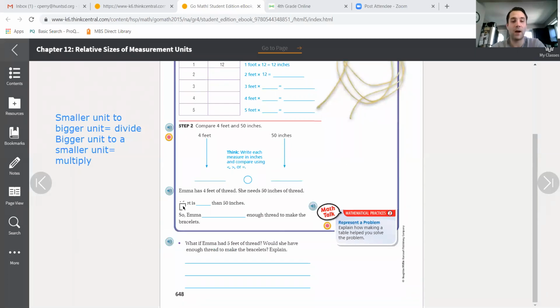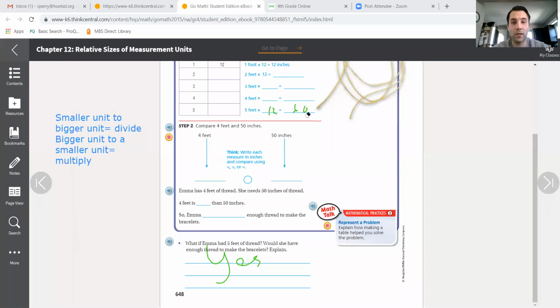Okay, what if Emma had 5 feet of thread? Would she have enough to make the bracelets? What do you guys think? If she had 5 feet, I know I erased what I had up here, but how many inches of thread did she have? Okay, and you remember how we had to multiply 5 feet by 12. And 5 feet by 12 is 60. So 60 inches. Does she have enough thread? She needs 50. Yeah, she has enough.